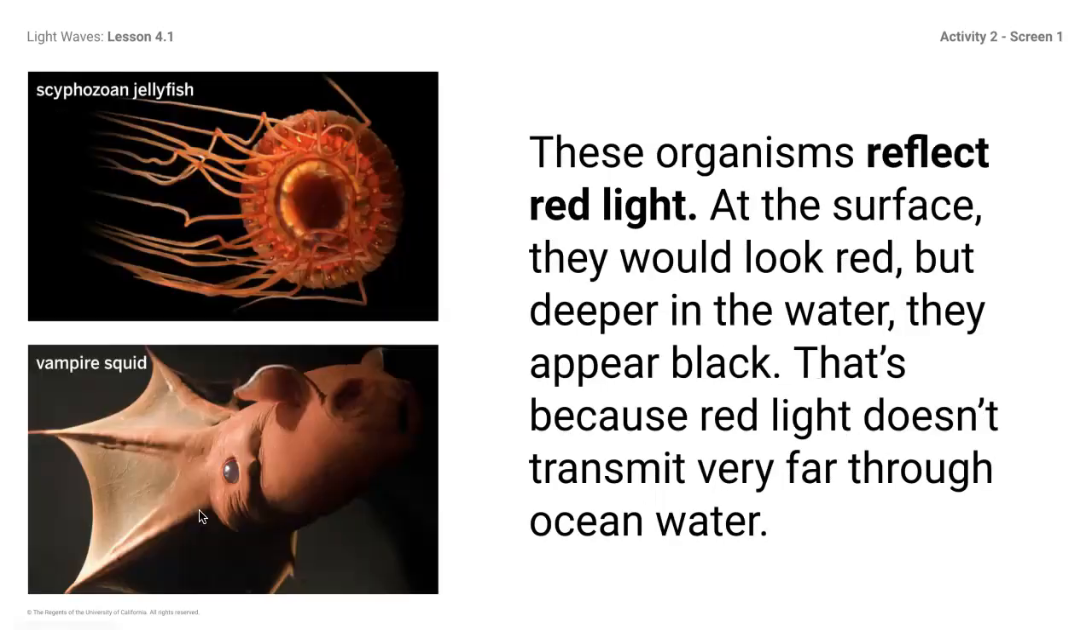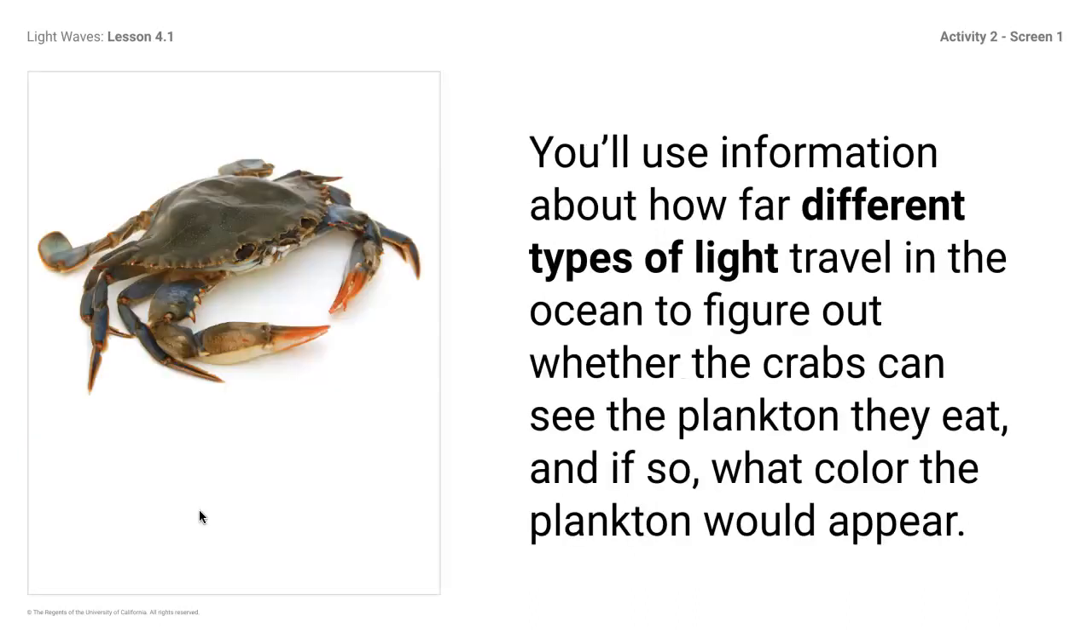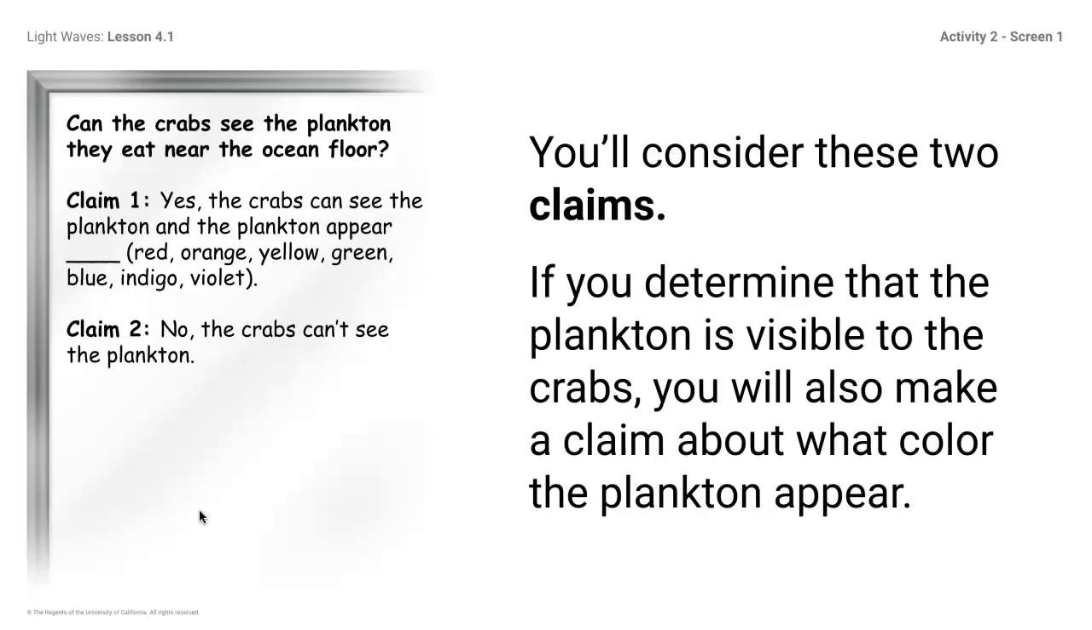Orange is almost there, blue is halfway, indigo is not quite halfway, violet and red are very high up in the ocean. So these organisms reflect red light, and at the surface they would look red, but deeper in the water they appear black. That's because red light doesn't transmit very far through the ocean water. You'll use information about how far different types of light travel in the ocean to figure out whether the crabs can see the plankton they eat, and if so, what color the plankton would appear.